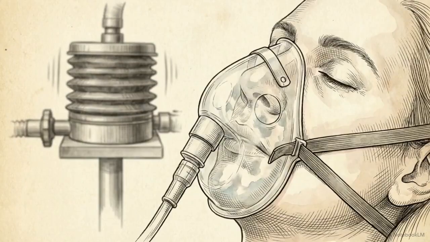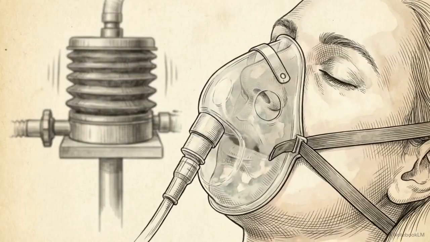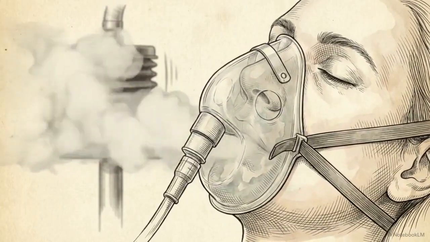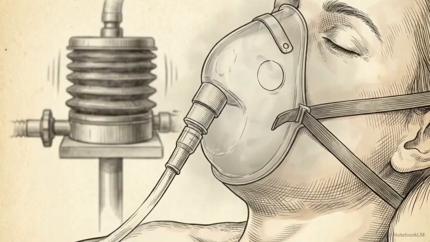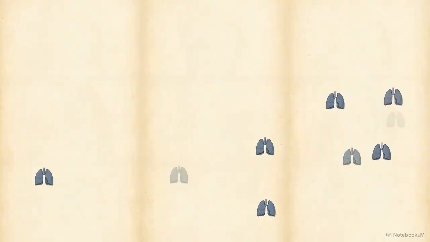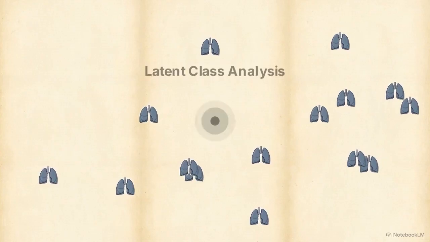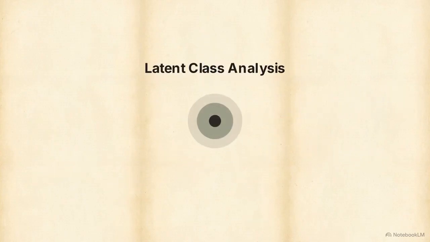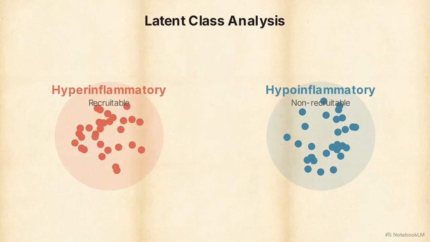By identifying this vasocentric hypoxemia, dual-energy CT explains why specific patients remain profoundly hypoxemic despite aggressive recruitment maneuvers and high PEEP. Because no single metric captures the entire complexity of the syndrome, researchers use latent class analysis to identify unobserved patient groups by synthesizing imaging, biological, and clinical data.